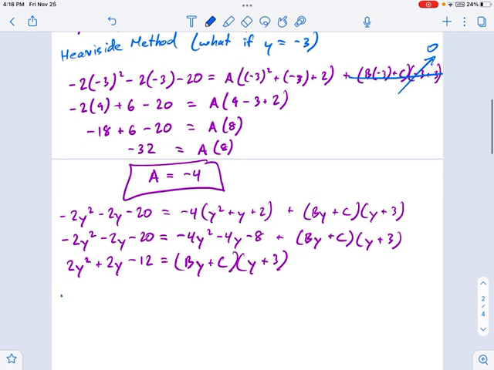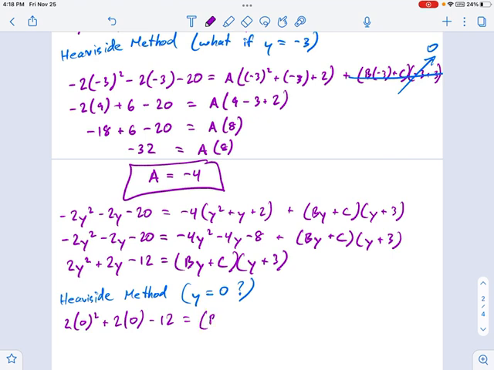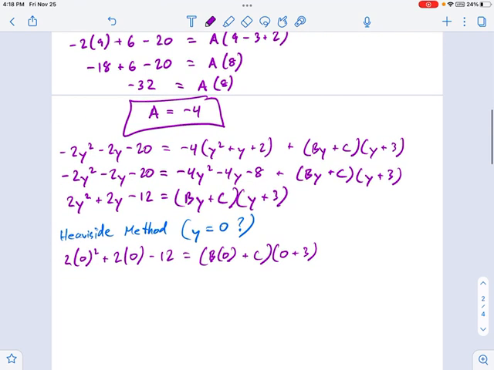Let's try this. I'm going to say, what if y equals 0? What happens then? Well, let's try it out. We'll see where we go. This becomes 2 times 0 squared plus 2 times 0 minus 12 equals b times 0. And that's the real reason I'm choosing y equals 0. 0 plus 3. Okay, that's what happens if y equals 0. Well, let's see what we get from this.